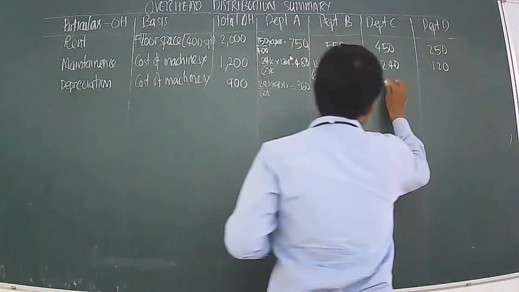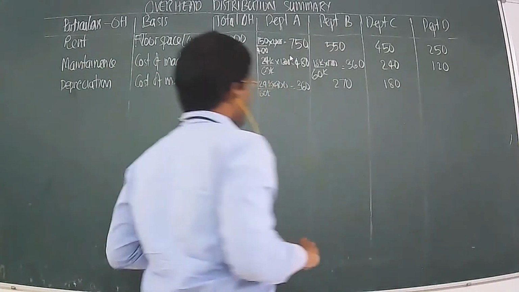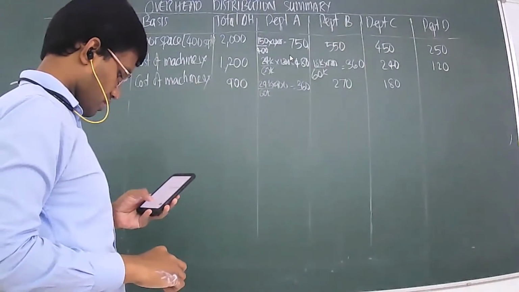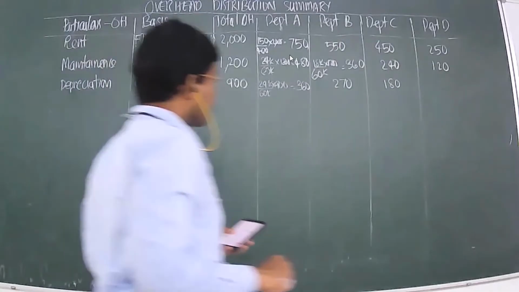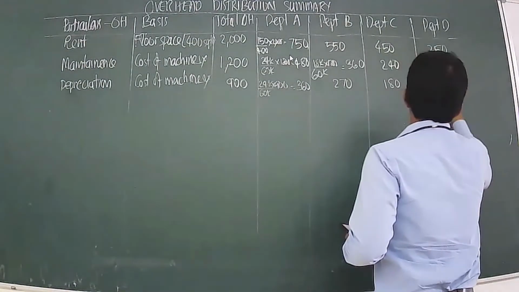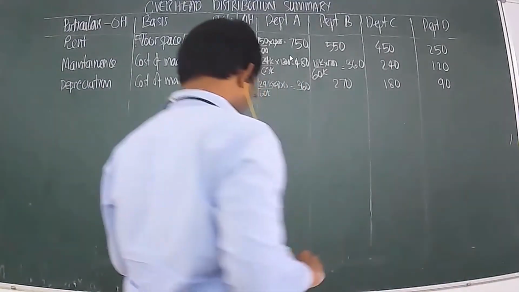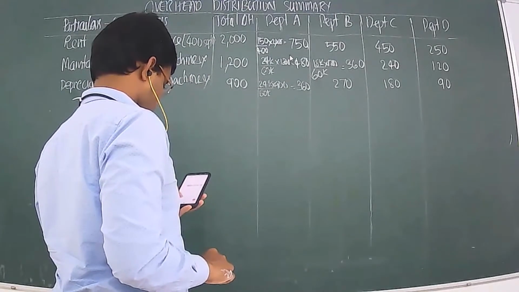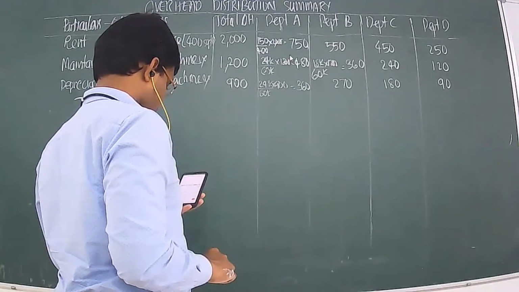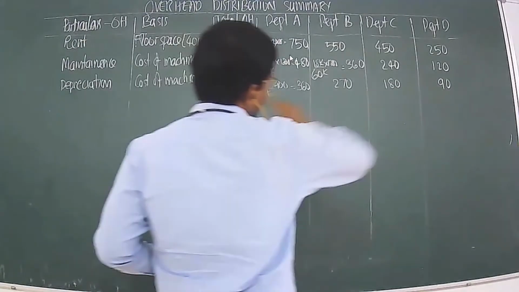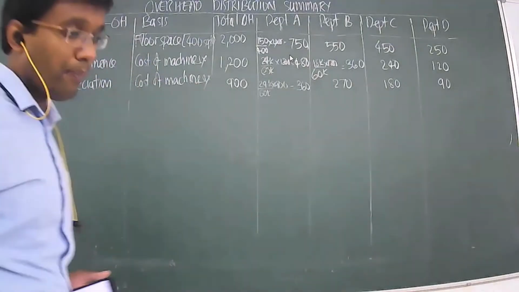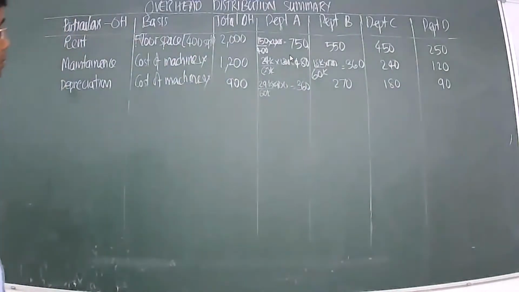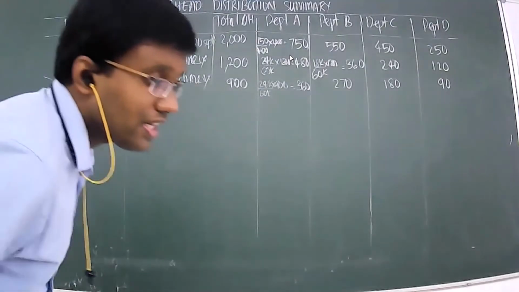This will be 180, and finally this will be 90. So this is the proportion with which you will go about splitting your overhead.